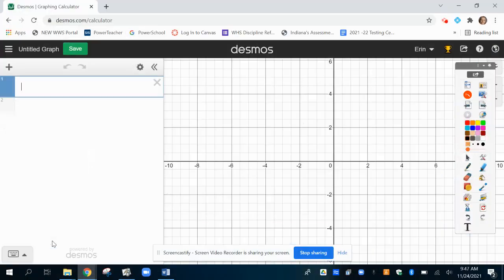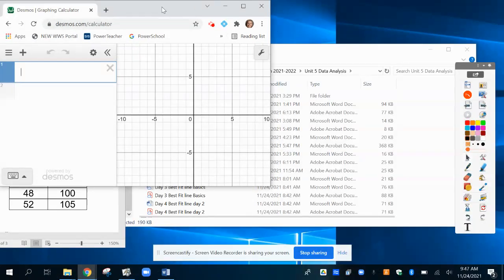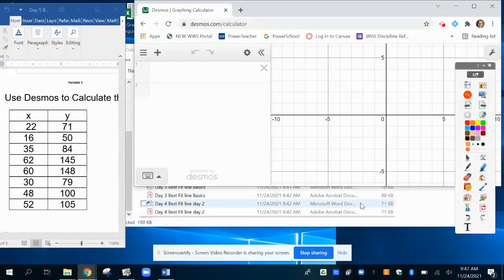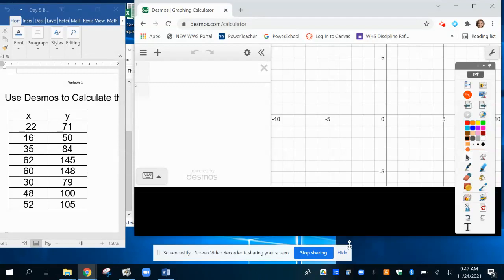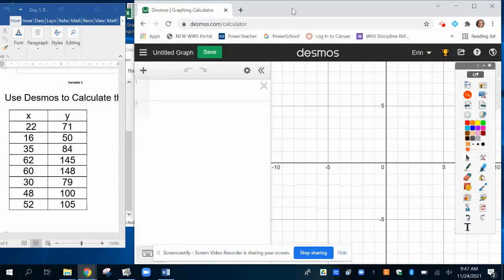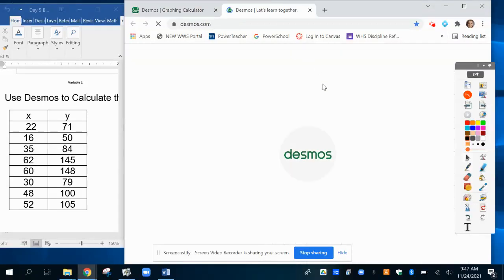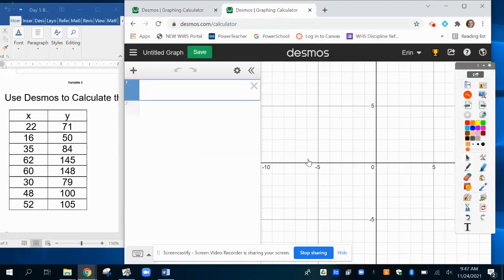Okay, so I'm going to open up my Desmos over here. So I can still see the data that I need to enter, but I can also work over here on my info as well. So if we want to calculate the correlation coefficient, we're going to go to Desmos. When you first go to Desmos, you're still going to have to click on your graphing calculator. Then in your upper left-hand corner, you're going to click this plus sign. And when you click it, it's going to give you an option of what you would like to add. And we are going to add a table.